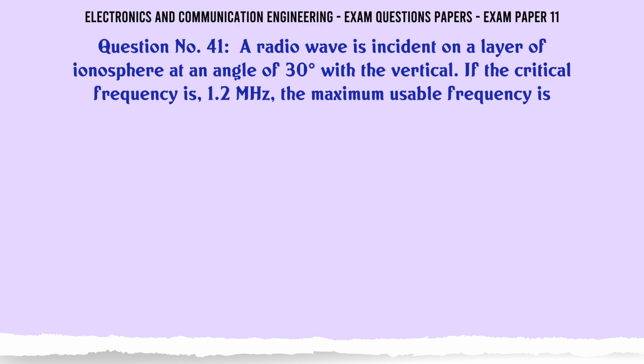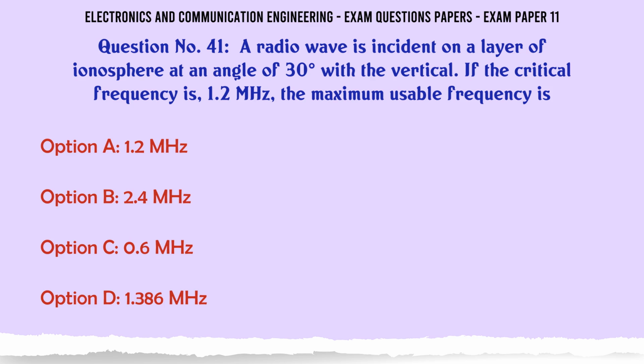A radio wave is incident on a layer of ionosphere at an angle of 30° with the vertical. If the critical frequency is 1.2 MHz, the maximum usable frequency is: A, 1.2 MHz; B, 2.4 MHz; C, 0.6 MHz; D, 1.386 MHz. The correct answer is 1.386 MHz.